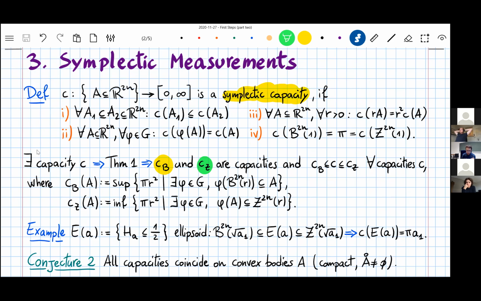Okay, and the definitions of CB and CZ are basically done using the Gromov non-squeezing. So CB is just basically you look at the biggest ball you can fit symplectically into your set. And for CZ, you basically look at the smallest cylinder that you can embed your set into in a symplectic way. Okay, and already this axiomatic definition basically sometimes forces the value of the capacities on some sets.